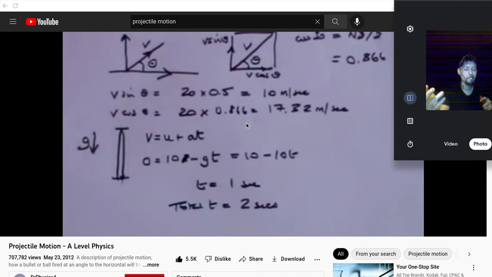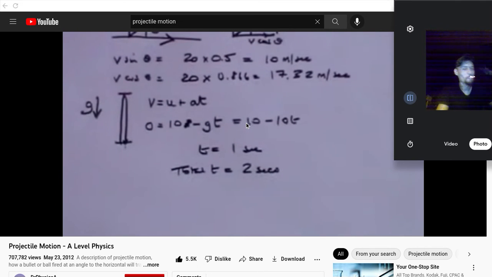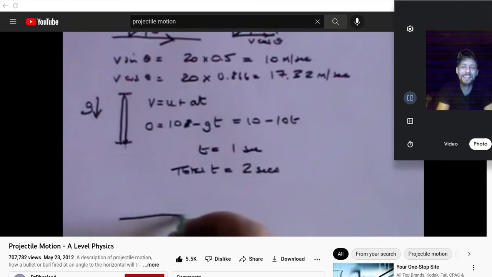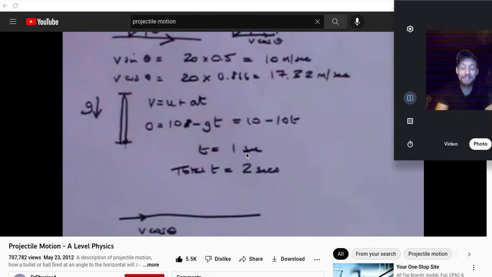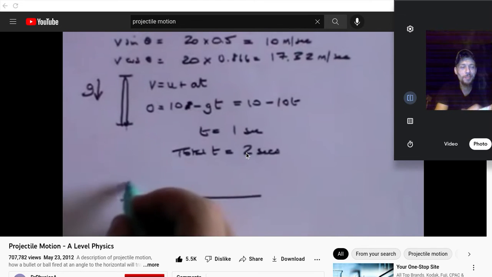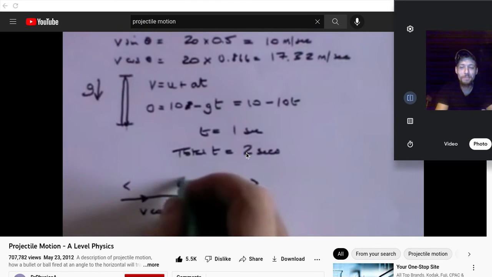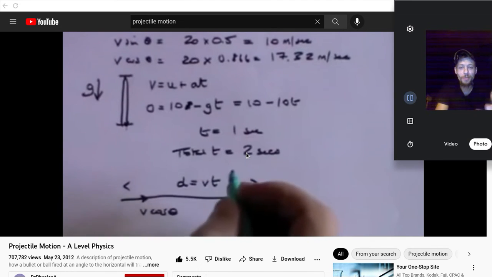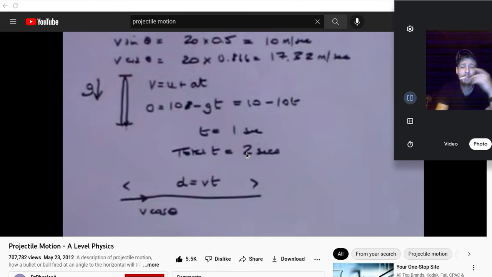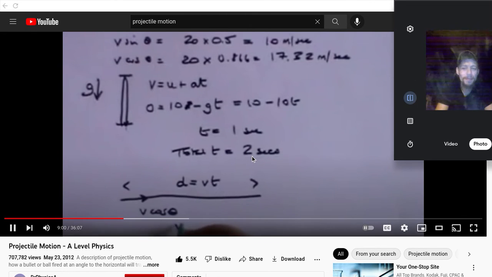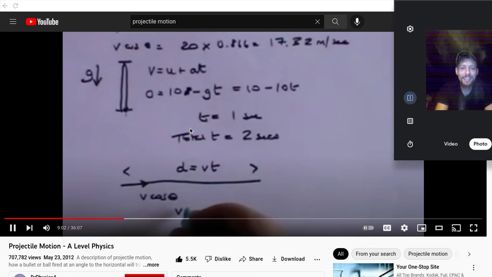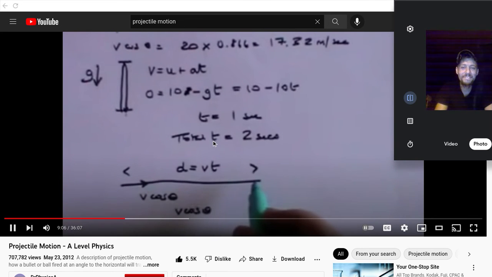It takes 2 seconds. Now in those 2 seconds, the ball is travelling with a horizontal component which is equal to v cosine theta. And the distance that it will travel is velocity times time. So the distance is going to be velocity, which is v cosine theta, because that's the horizontal component of the velocity.